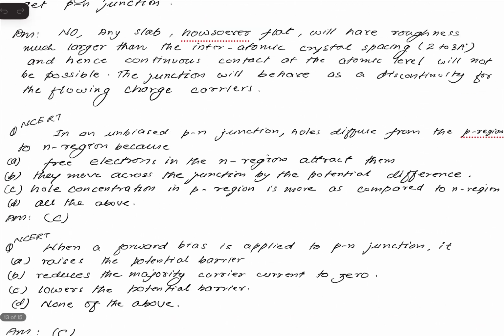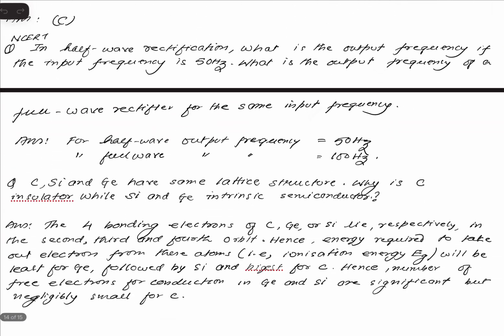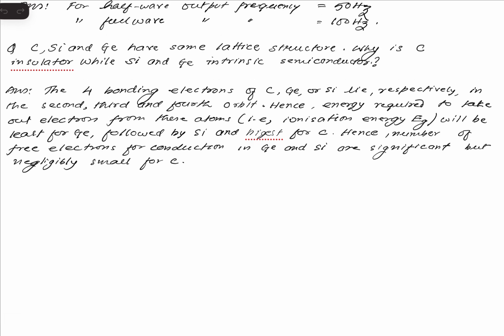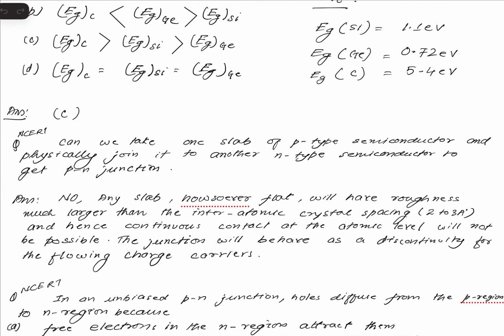You must have seen that in case of carbon, Eg is maximum, because the electrons are more near to the nucleus. Right? So that must be the case, followed by silicon, and lowest for germanium. Hence the number of free electrons for conduction in germanium and silicon is significant but negligible in carbon, because they cannot have that energy. Which means Eg for carbon is highest compared to silicon and germanium, which is 5.4 electron volt for carbon. Understood?